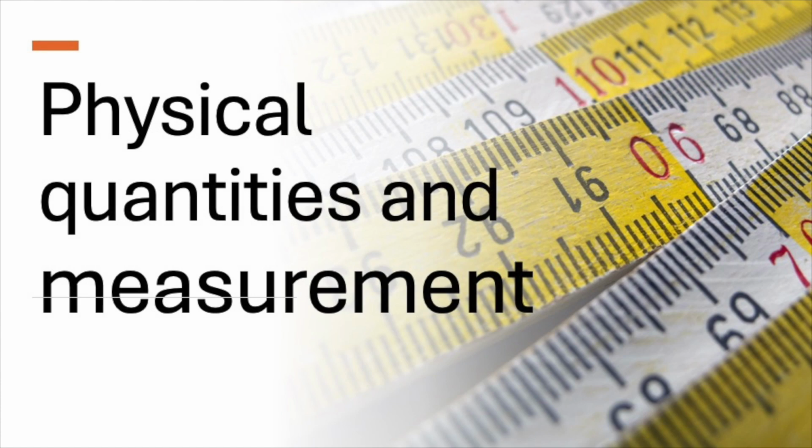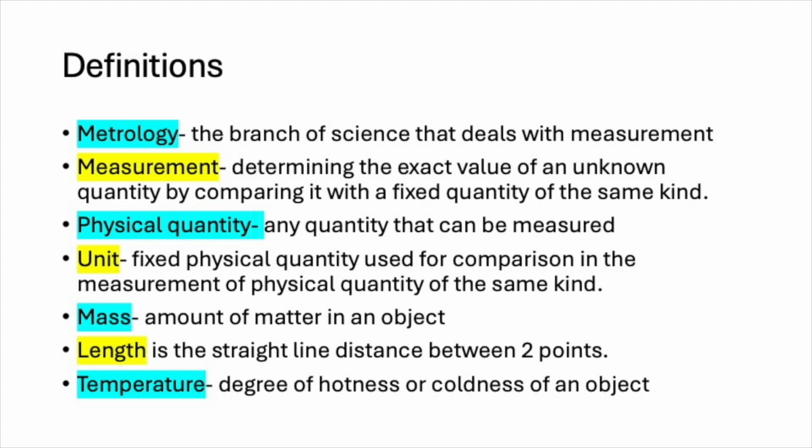Physical quantities and measurement. Definitions. Metrology is a branch of science that deals with measurement. Measurement is determining the exact value of an unknown quantity by comparing it with a fixed quantity of the same kind. Physical quantity is any quantity that can be measured. Unit is a fixed physical quantity used for comparison in the measurement of physical quantity of the same kind.